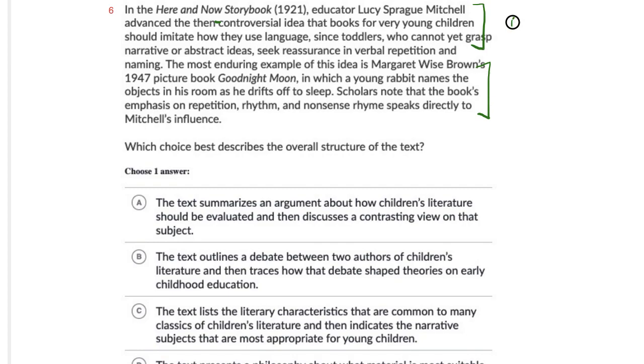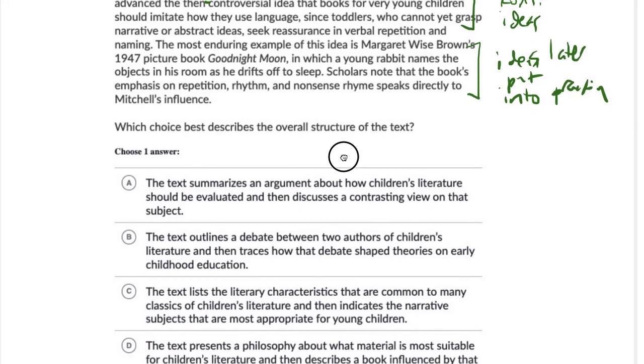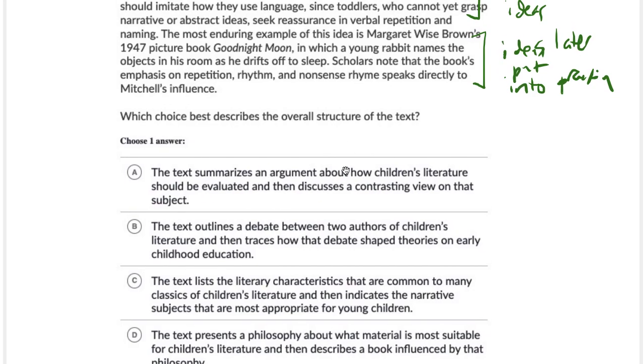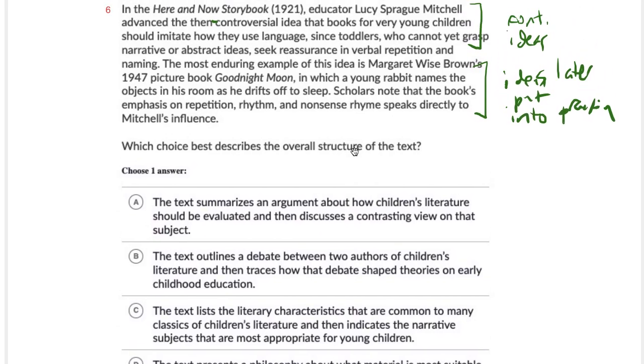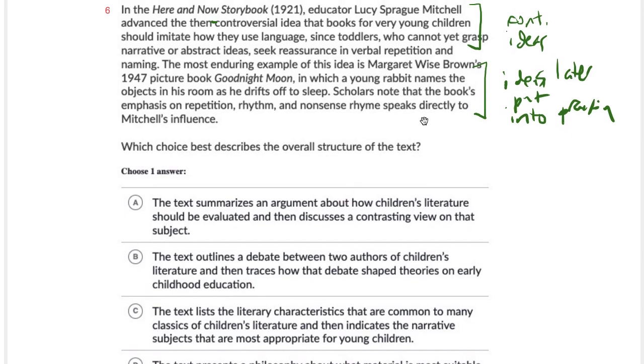So controversial ideas put into practice. Ideas later put into practice. Put into practice meaning, utilized in the writing of this book, or inspiring to some extent the name of this book. Maybe it speaks to Mitchell's influence.